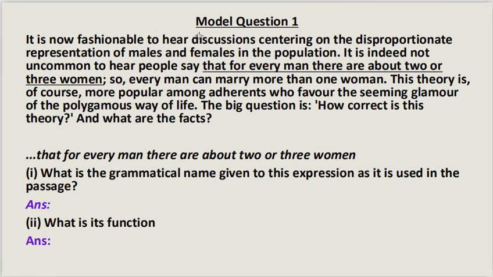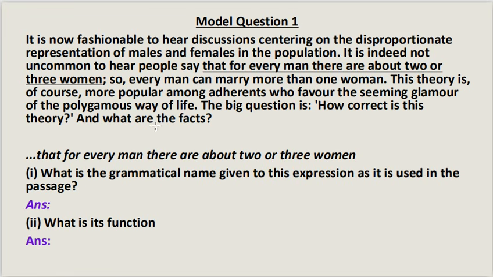Okay, let's solve some model questions. Question 1. It is now fashionable to hear discussions centering on the disproportionate representation of males and females in the population. It is indeed not uncommon to hear people say that for every man there are about 2 or 3 women. So, every man can marry more than one woman. This theory is, of course, more popular among adherents who favor the seeming glamour of the polygamous way of life. The big question is, how correct is this theory and what are the facts?